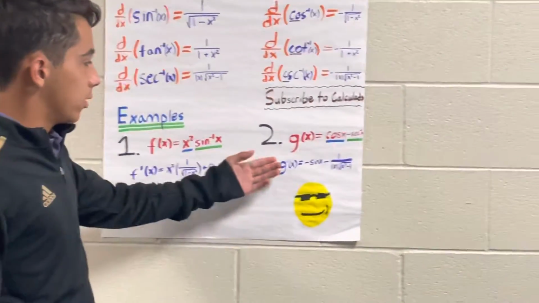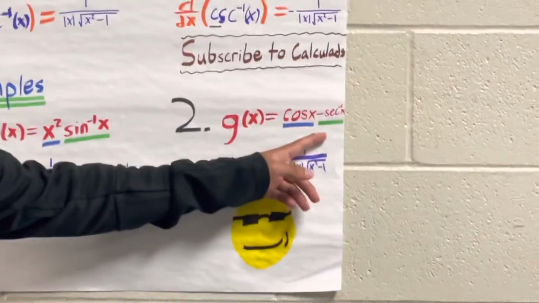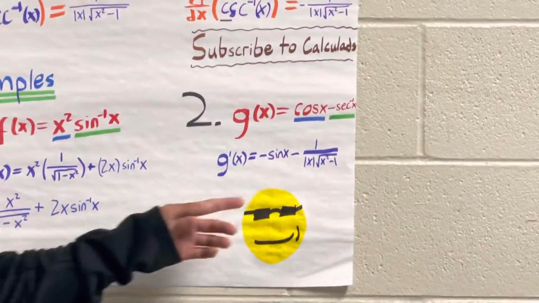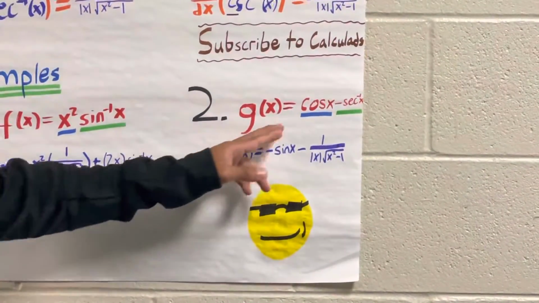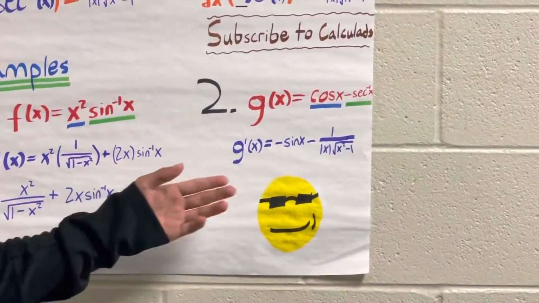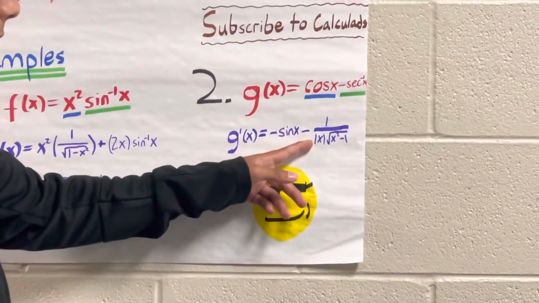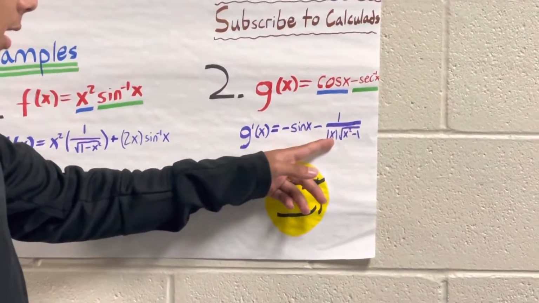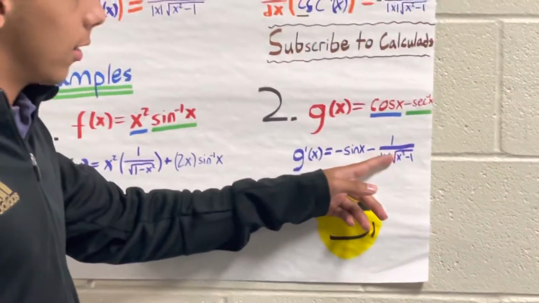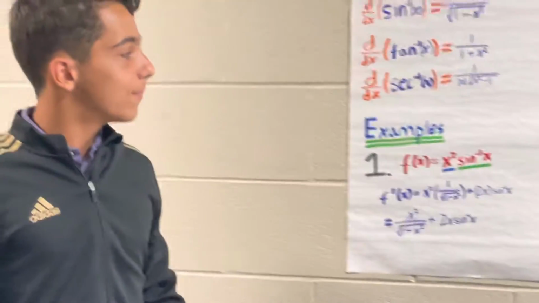And then for the second one, we have g of x equals cosine of x minus inverse secant of x. So then g prime is going to be just the derivative of cosine of x, which you need to remember, which is negative sine of x, and then that's going to be minus 1 over the absolute value of x times the square root of x squared minus 1. And then that'll get you the final answer.